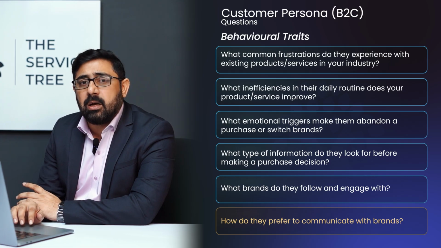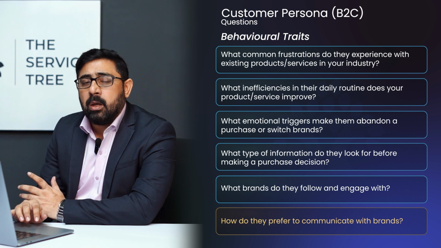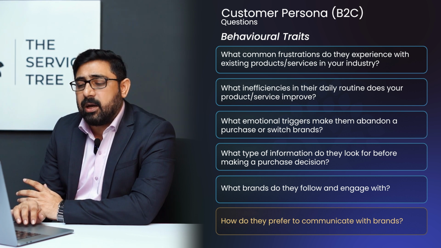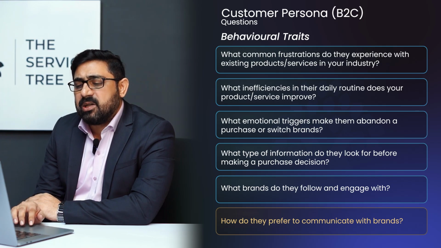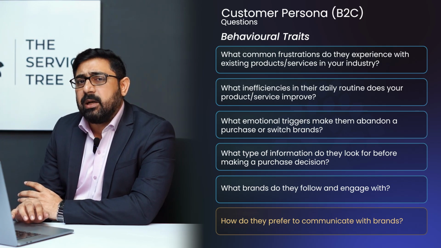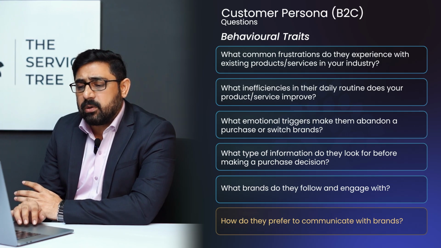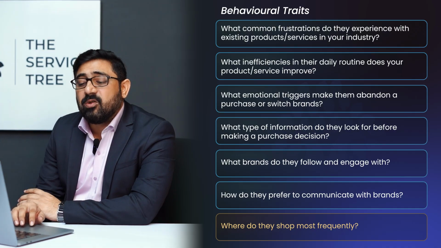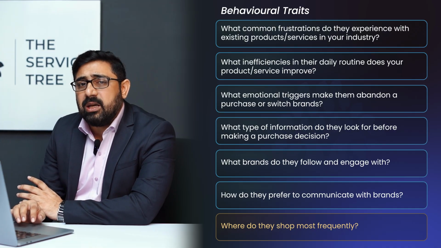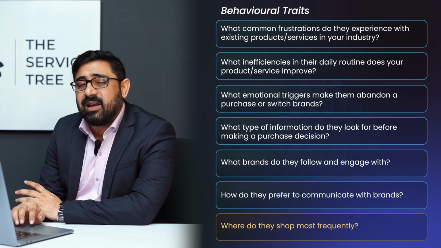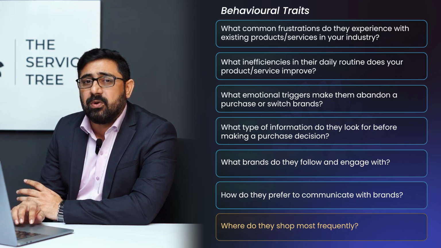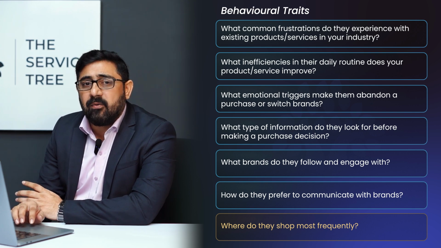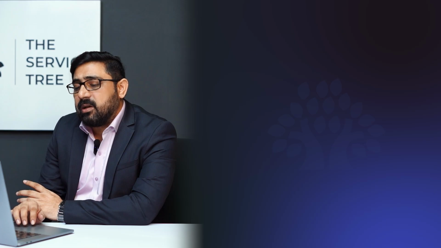Either it's social media, or they personally talk to them on phone calls, or they make in-person interactions with their brands, or they communicate on social media or communities through different forums. Where do they shop most frequently? This is one of the most interesting parts in this sheet because it will help you decide where you will place your service, where you are going to make it sellable in front of your customers. Then comes their buying decision.